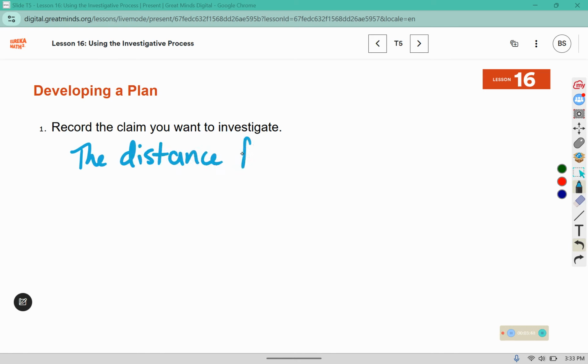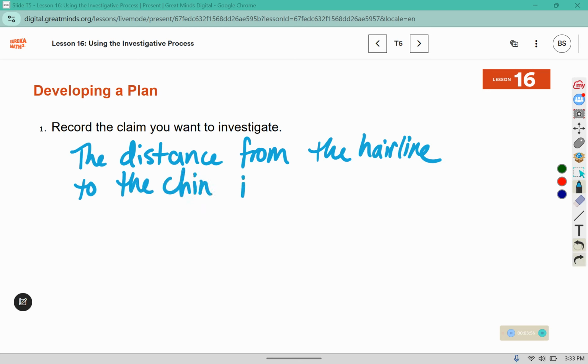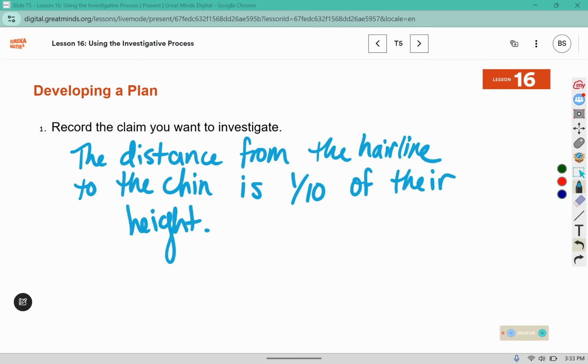from the hairline to the chin is 1/10 of the height. Now we're going to need to examine multiple people in our class to help us determine if this is true. It may not come out exactly as 1/10 or 10 times, but if it comes out close, that's going to help us determine whether this statement or claim is true.